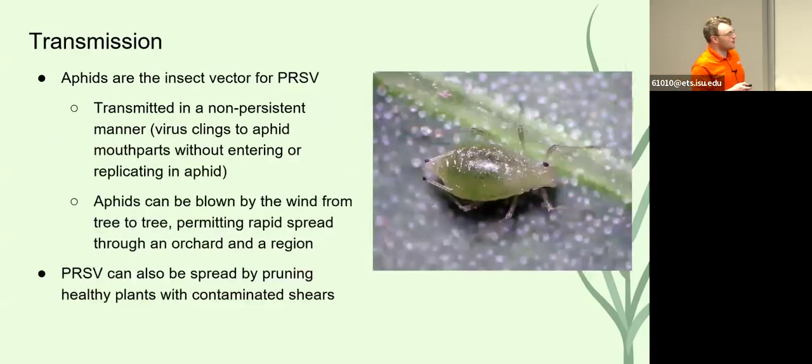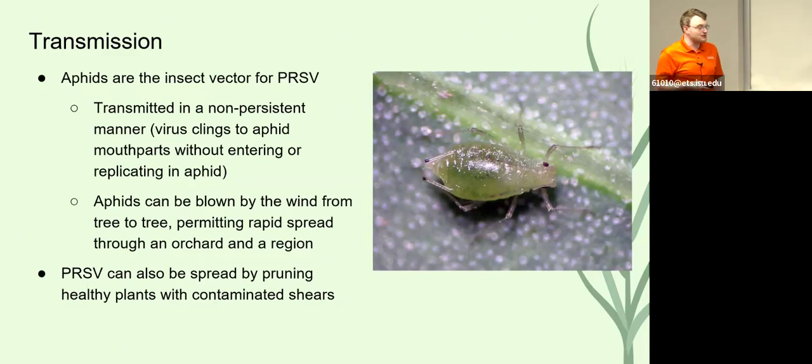And aphids are the primary insect vector here. And of course, the problem there is they can blow from tree to tree to tree. So they can infect an entire orchard pretty quickly. And of course, they can also be spread by pruning the healthy plants. Because remember, one way to treat it is chop down the tree and burn it. So if you chop down the tree, the tool that you chopped it down with is now contaminated with the virus. So now you can't use that to trim other trees or anything like that.